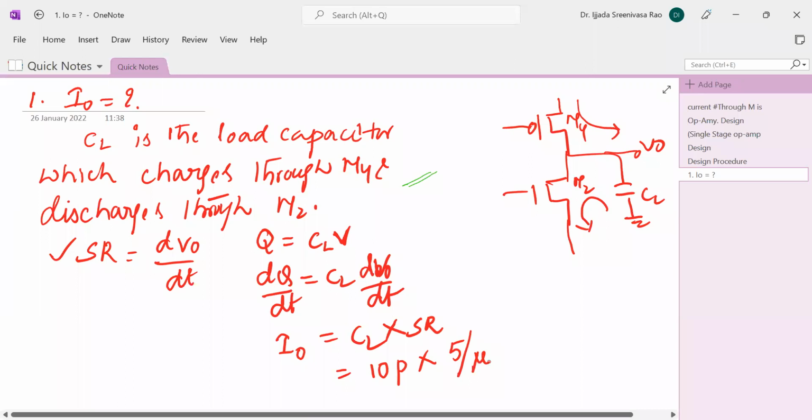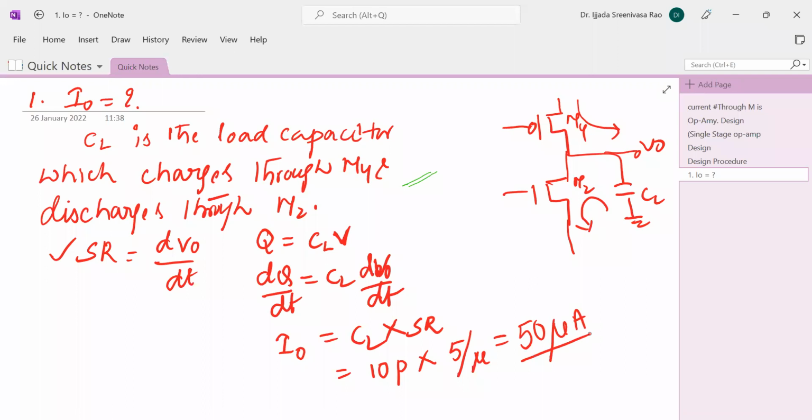If you multiply these two, then what is the I naught value we got? 50 microamperes. Got it? So that first step is the finding of I naught value.